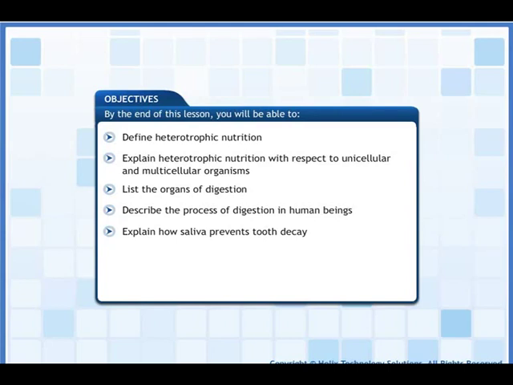This lesson is about nutrition in different types of organisms. By the end of this lesson, you will be able to define heterotrophic nutrition, explain heterotrophic nutrition with respect to unicellular and multicellular organisms, list the organs of digestion, describe the process of digestion in human beings, and explain how saliva prevents tooth decay.